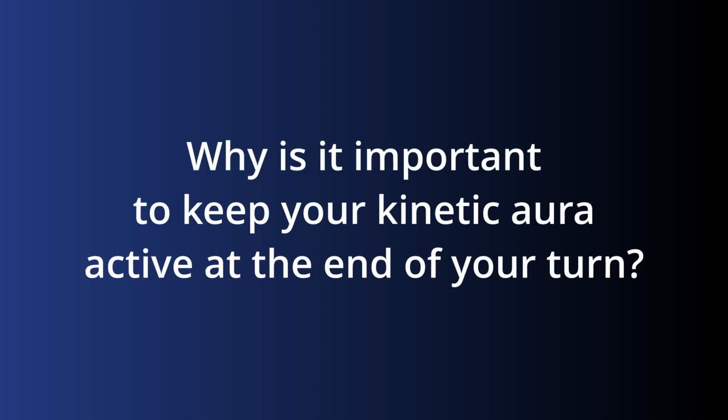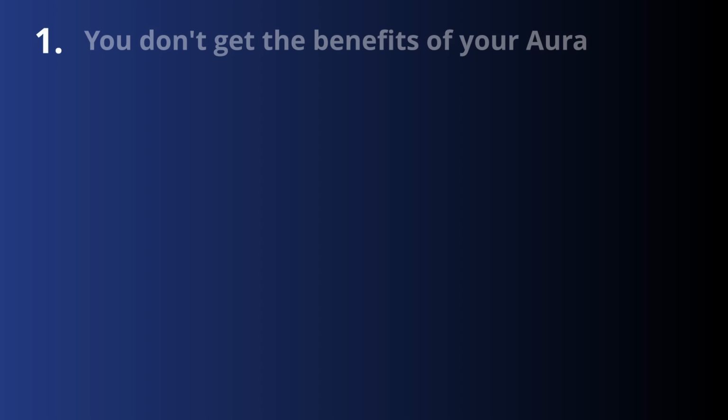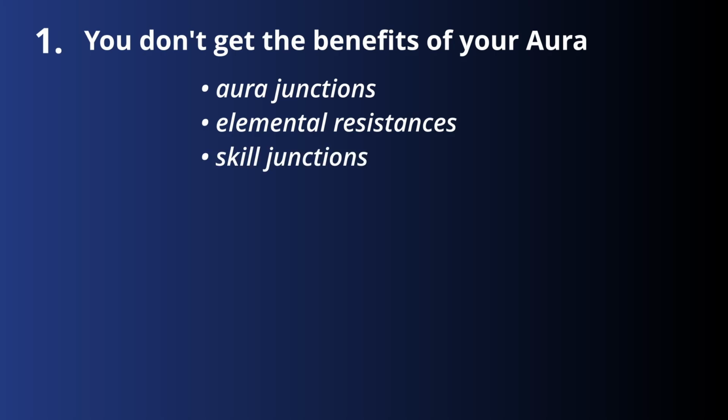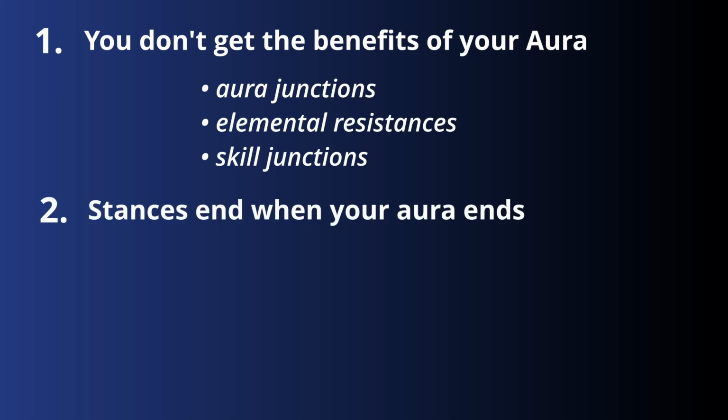Why is it important to end your turn with your kinetic aura active? Without an aura, we lose several benefits. Number 1, you don't get any of the benefits of your aura, which could include aura junction benefits, your elemental resistance, or your skill junction benefit, if you have any of those. Number 2, you don't get the benefits of any of the stances, because stance impulses are linked to your kinetic aura and they end when the aura deactivates. And this can include any defensive benefits or effects that go off at the start of a monster's turn, such as the damage from Thermal Nimbus or any number of other things.